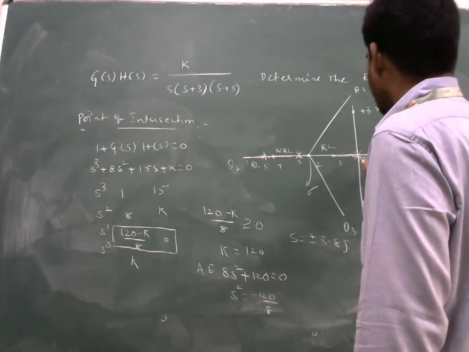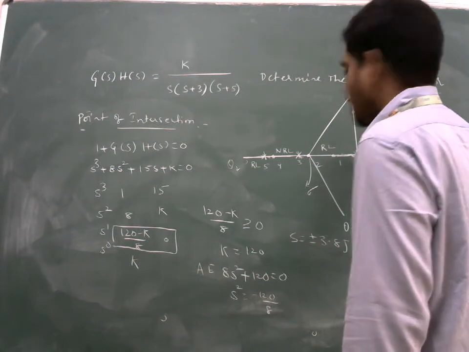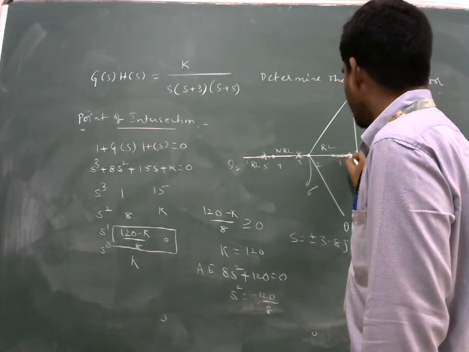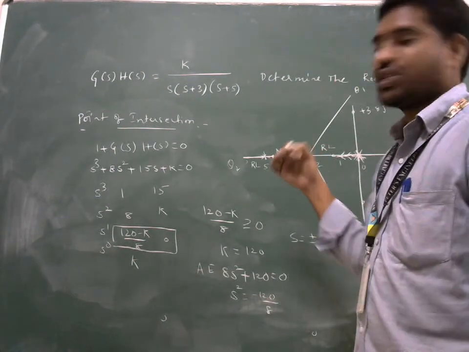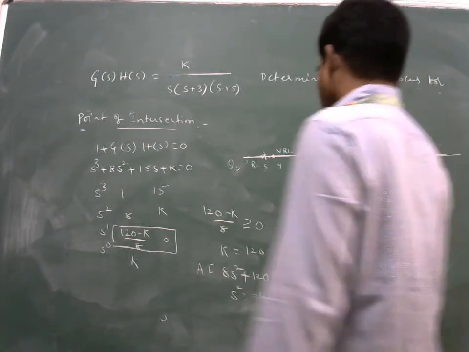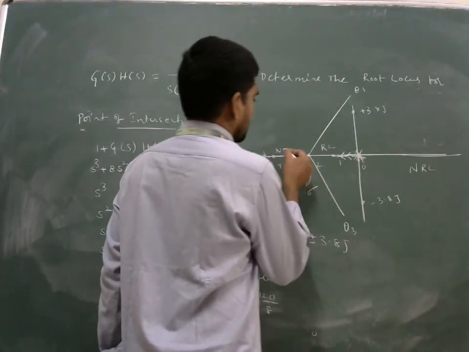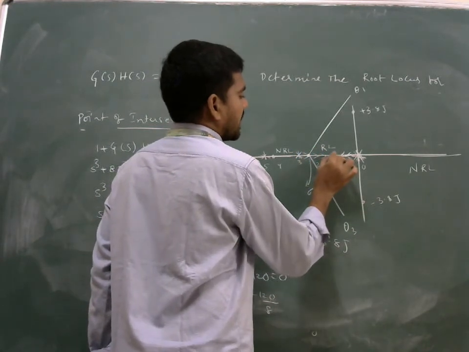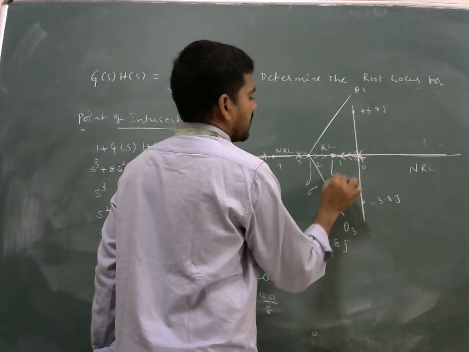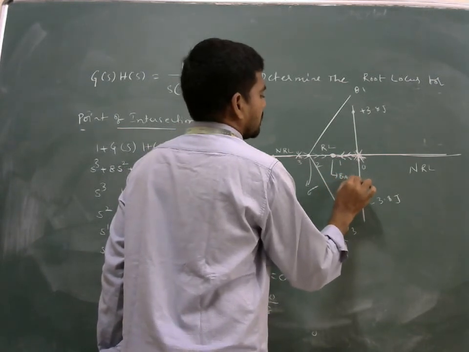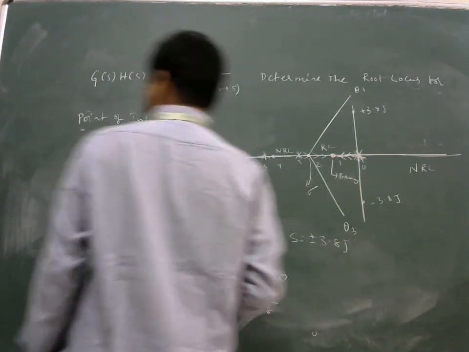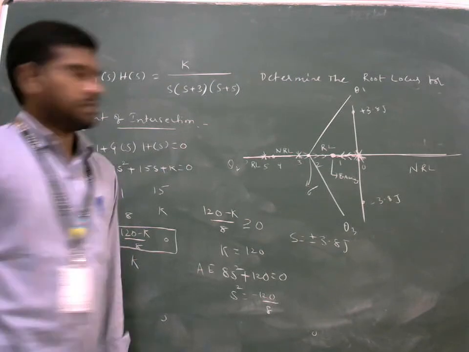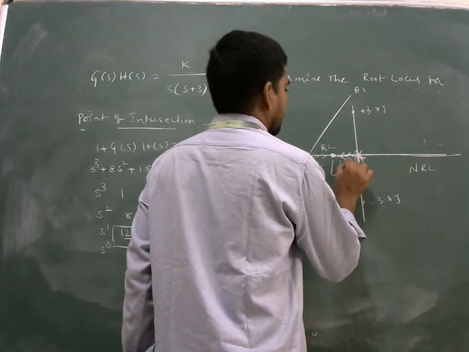Now see here, this is one pole. This pole is moving in this direction to reach its zero. Another pole, here there is no root locus, so this also will be moving like this. What is the breakaway point? This is the breakaway point, 1.21. This is the 1.21 breakaway point.